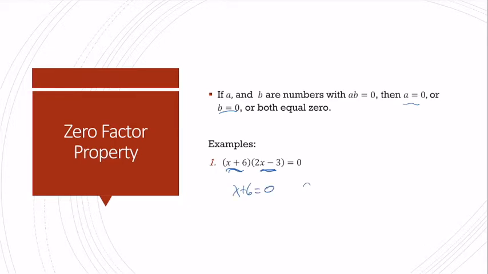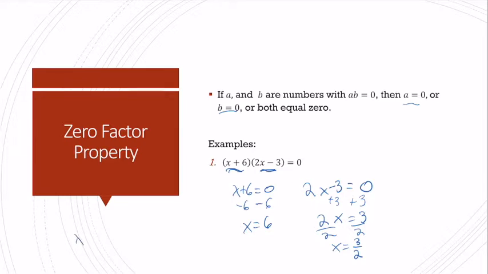So here I'd have x plus 6 equals 0, or 2x minus 3 equals 0. I'm going to go ahead and subtract 6 from both sides. I get x equals negative 6. I'm going to go ahead and add 3 to both sides. I get 2x equals 3. Divide both sides by 2. I get x equals 3 halves. So these are the roots. This is where our graph crosses the x-axis. We can write the solution set as such.